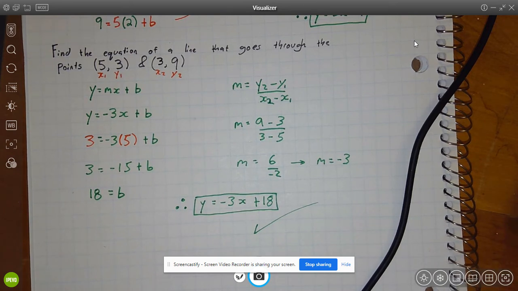So that's how we find the equations of any line, as long as the line is not horizontal or vertical. If it is, it's actually pretty quick, and I have another video for you to watch on horizontal and vertical lines.